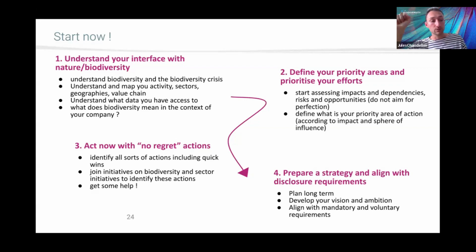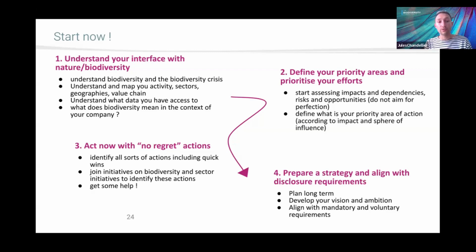And I think that's really important: not to want to do everything at the same time, but just start where you have data, start where you know your activity has the most impact, so that you can start implementing action as soon as possible. So this is the third point: act now with no regret actions. It's about identifying all sorts of actions you can put in place, even though this might not have the biggest impact and you're not going to be transforming the whole value chain. It's always good to start acting quickly on some simple but impactful actions that come quite obviously.